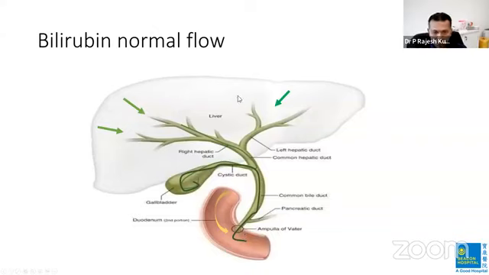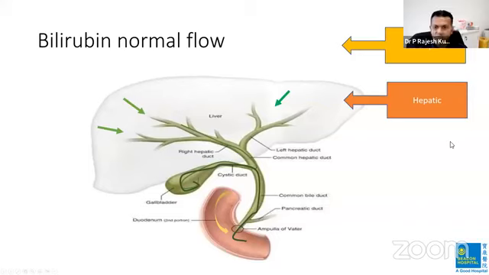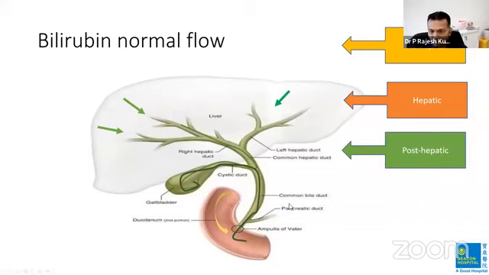So if there is a blockage in any one of these levels, or there is damage, that can cause your bilirubin to go up. So as I said just now, damage that happens before the liver, damage that happens in the liver, damage that happens after the liver, that means into this tube, all of these can cause the bilirubin to go up, and hence one becoming yellow. All right.